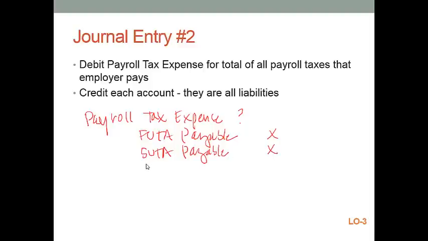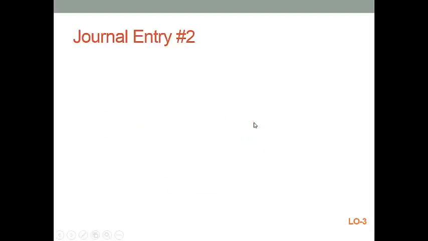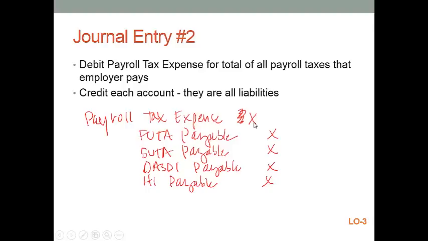Okay. Then I'm going to have SUTA payable. All right. And then other taxes that the employer has to pay are OASDI, Social Security. So that's going to be a credit. And then also HI. Again, that's going to be a credit. And then what I would do is I would just add up all of my credits, cross out this question mark, and put in the total. I would debit the total of all of those payroll taxes.